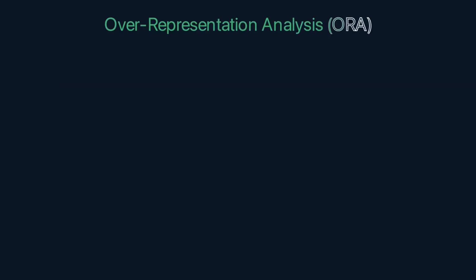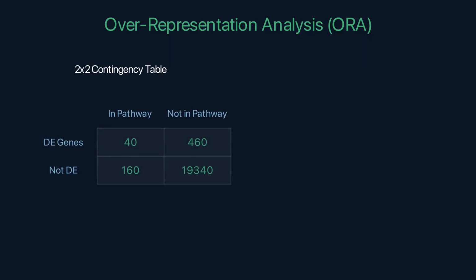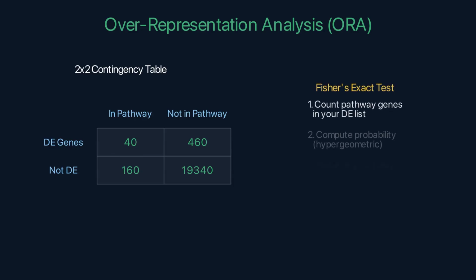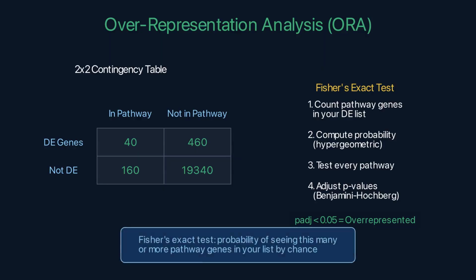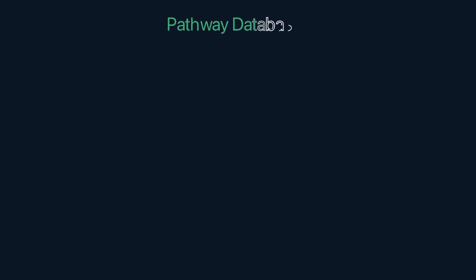Overrepresentation analysis builds a 2x2 table for each pathway. Row 1, genes in your list that are in the pathway and genes in your list that are not in the pathway. Row 2, total genes in the pathway that are not in your list, and total genes not in either. Fisher's exact test, or equivalently the hypergeometric test from the probability garden, computes the probability of seeing this many or more pathway genes in your list by chance. Test every pathway. Adjust for multiple testing with Benjamini-Hochberg. Significant pathways are overrepresented.